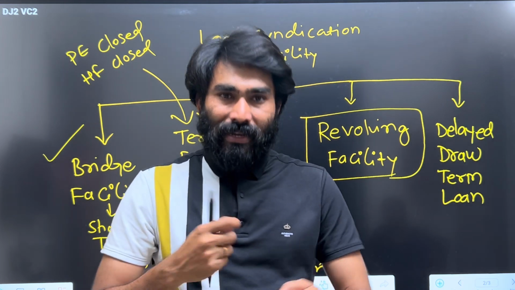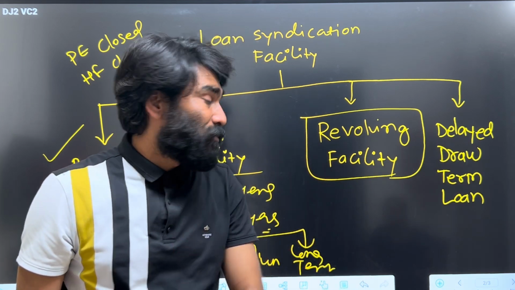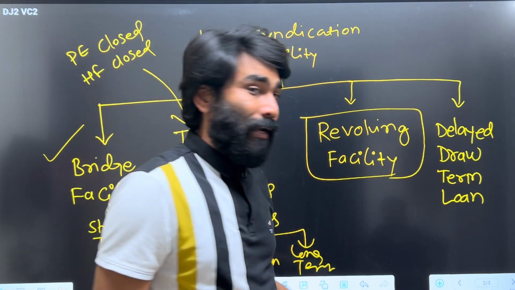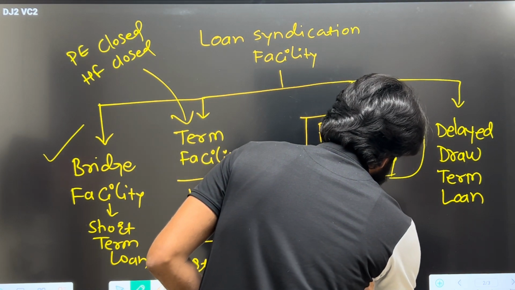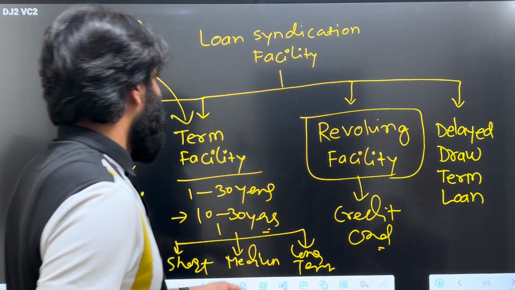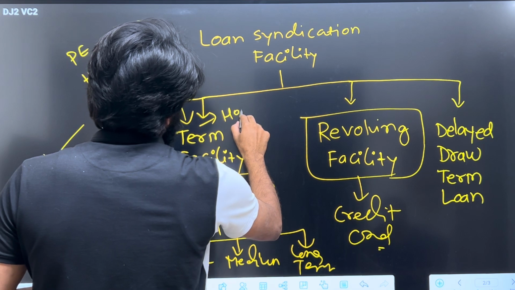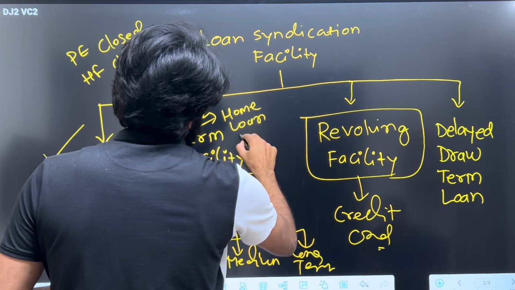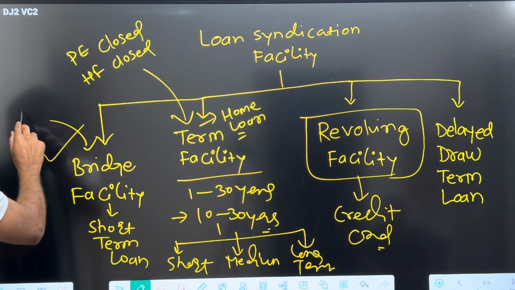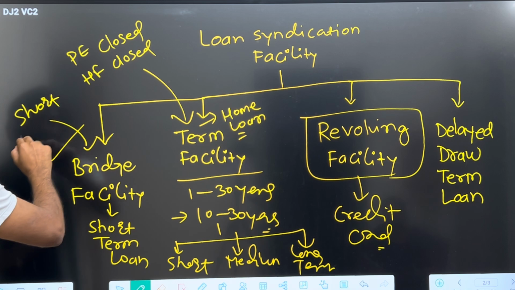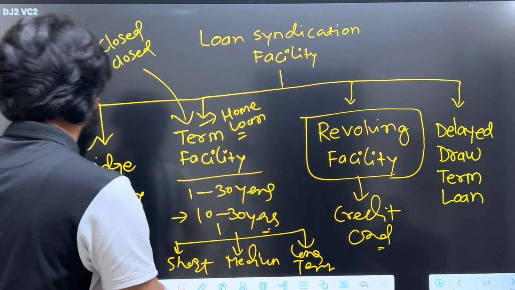You are utilizing it and again repaying it. So it means utilize, repay. So that becomes your revolver facility, right? Revolver facility is like a credit card of companies. And if I talk about term loan facility, you can here apply your home loan, right? Home loan. And if I talk about bridge facility, it's a short term credit. It is for less than 1 year, short term credit, that you can say.